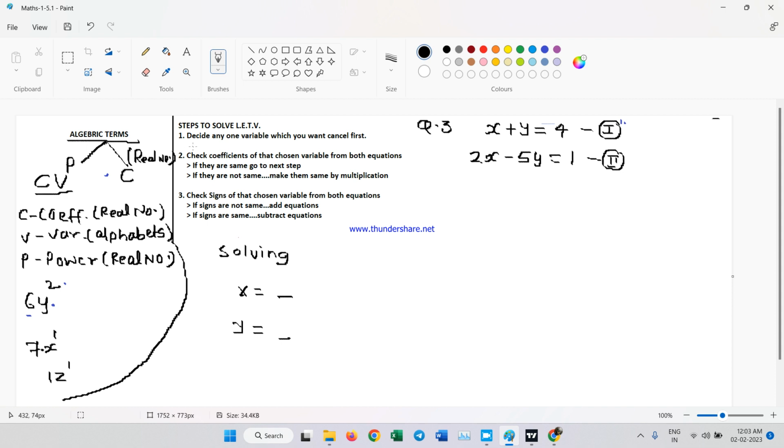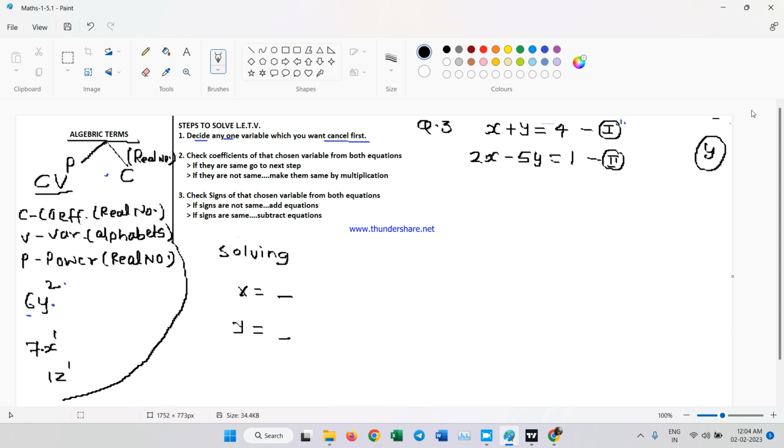Alright, now let's see the rules one by one, or you can also call them steps. The very first step is: decide any one variable which you want to cancel first. Now guys, these are universal rules. It will not be that sir will choose y only and not x. You can choose any variable you want to cancel first. These rules are going to work with any variable. Just to simplify your work, I'm choosing y to cancel first. Okay, this is decided, so step 1 is done.